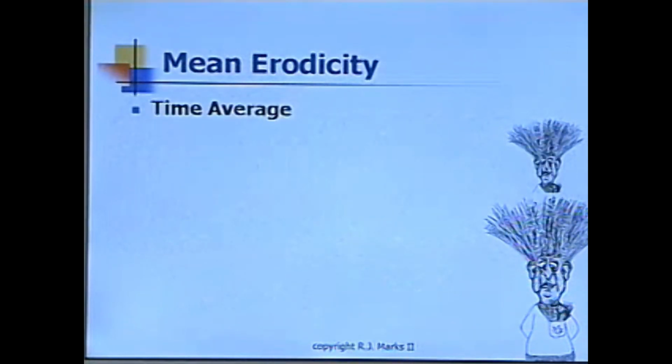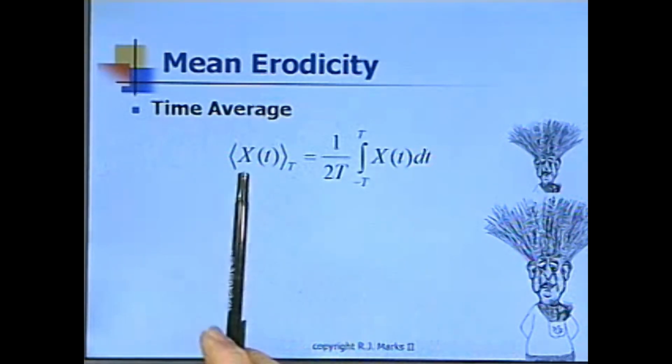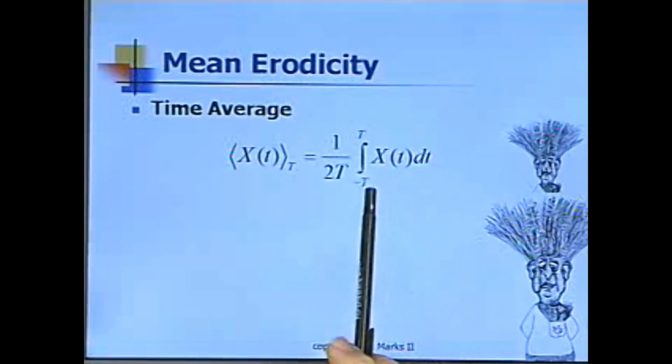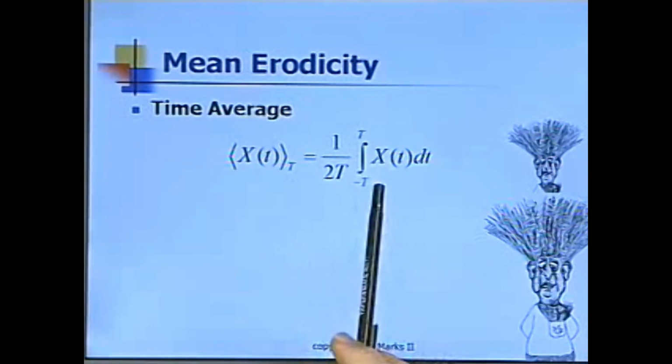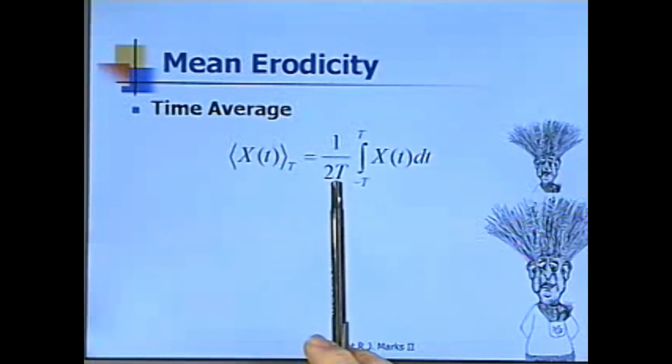So let's look at mean ergodicity. Mean ergodicity means that we have the ability to determine the mean of the stochastic process, not from an ensemble, but from one realization. And we mentioned how we would do that. What we would do is take something referred to as the time average. We would integrate over the stochastic process, say over the interval from minus T to T. If this was a discrete process, it would be a summation. And then we would divide by the interval, 1 over 2T.